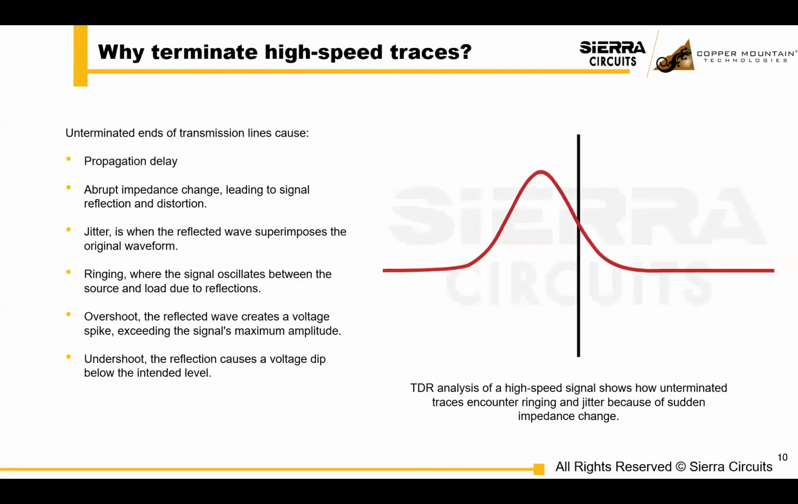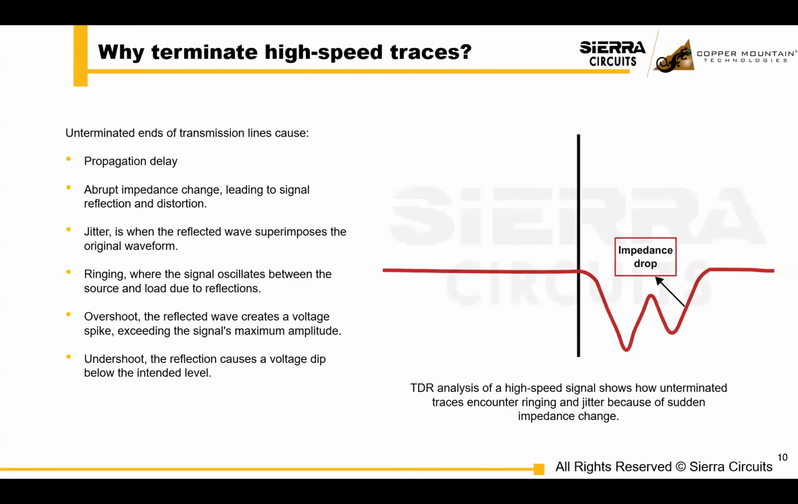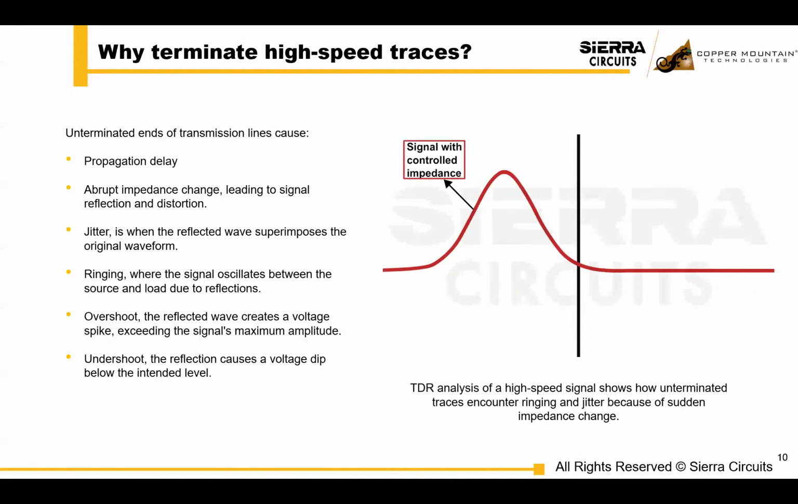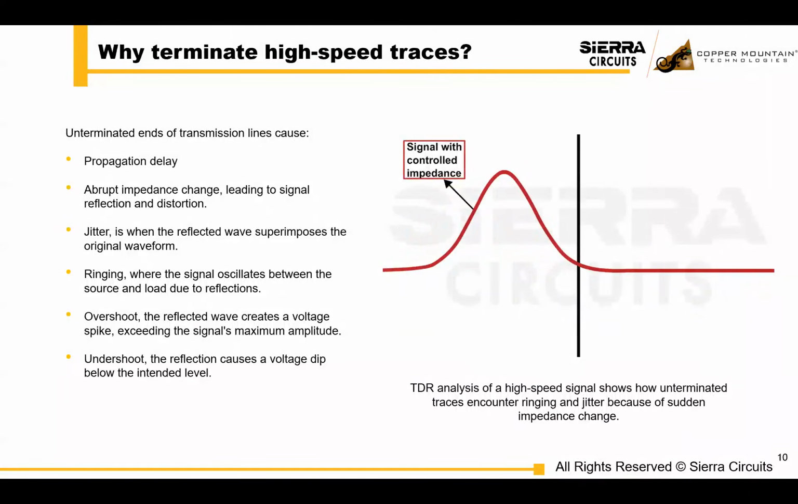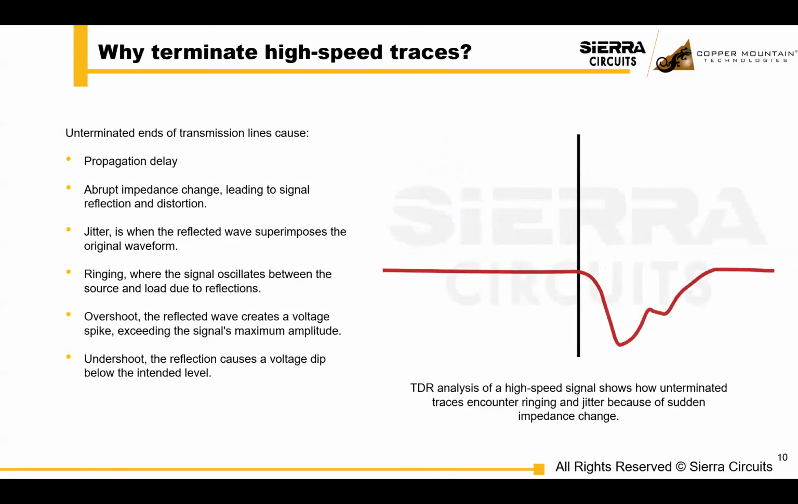Reflections can also result in oscillations between the source and the load, which is known as ringing. When a reflected wave interferes with the original signal, it creates a voltage spike that exceeds the signal's intended maximum amplitude. You can also have destructive interference, where the voltage will dip.